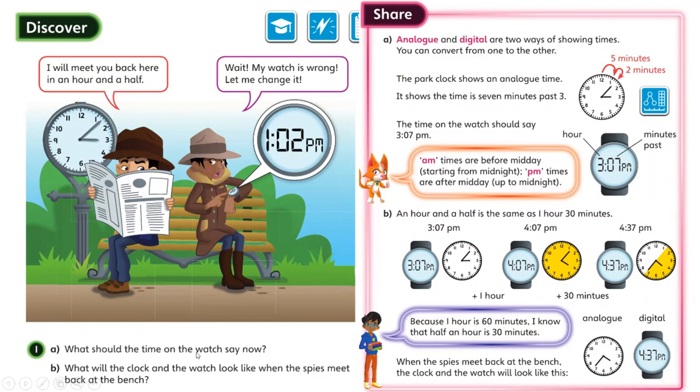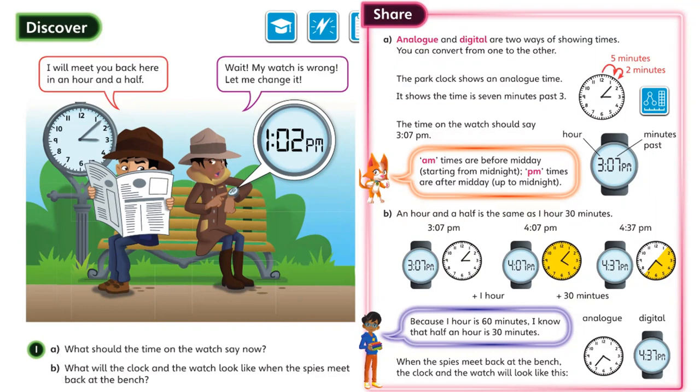The next thing we need to work out is what the clock and the watch would look like in an hour and a half's time. So let's go from digital. It's really easy to do it in my mind, that's what I think. So we've got 3:07. The first thing I'm going to add on is 1 hour. So 3:07 in an hour's time is now going to be 4:07. So that's 4:07. And now half an hour.